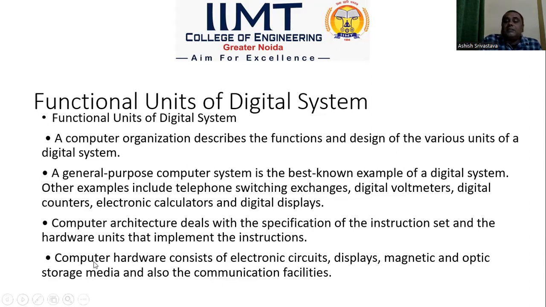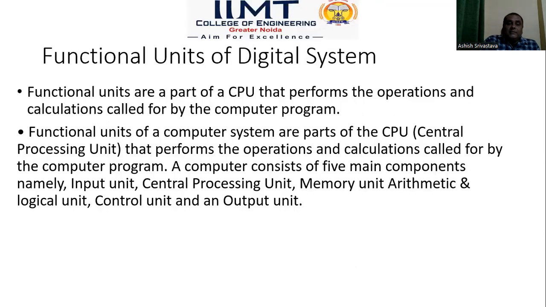Computer architecture deals with the specification of the instruction set and the hardware units that implement the instructions. Computer hardware consists of electronic circuits, displays, magnetic and optic storage media, and also communication facilities. Functional units are the part of CPU that perform the operations and calculations called by the computer program. Here, functional units of the computer system are the part of CPU, known as central processing unit, that perform the operations and calculations called by the computer program.